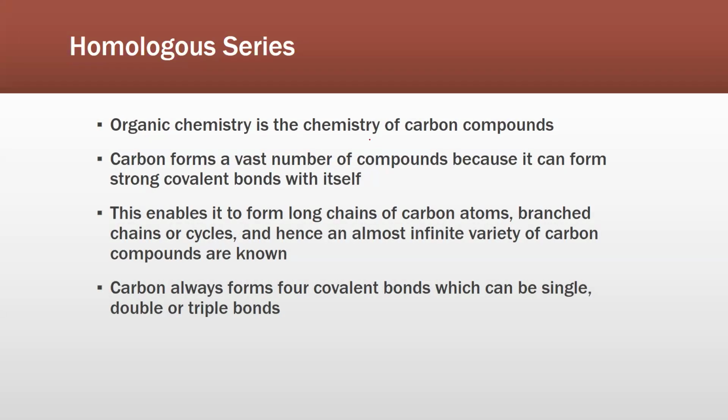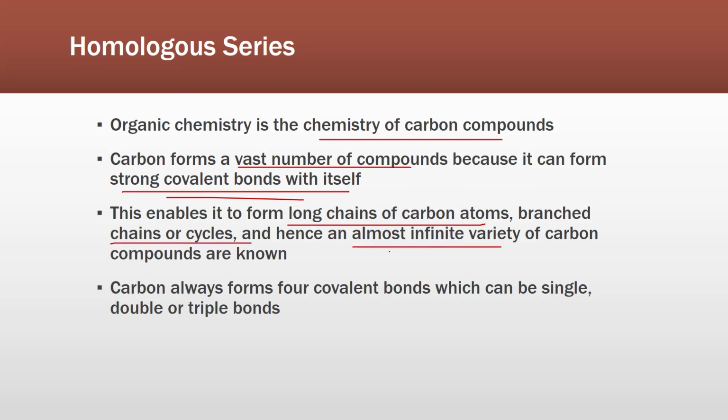So organic chemistry is the chemistry of carbon compounds. And carbon forms a vast number of compounds because it can form strong covalent bonds with itself. This enables it to form long chains of carbon atoms, branch chains or cycles, and hence an almost infinite variety of carbon compounds are known. Carbon always forms four covalent bonds which can be single, double or triple bond.